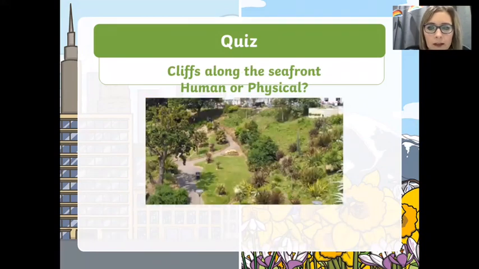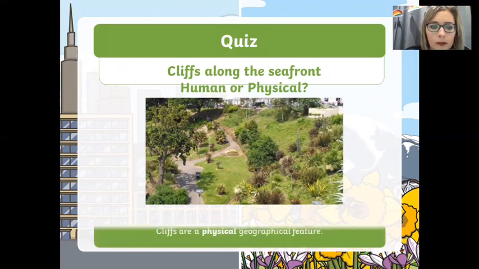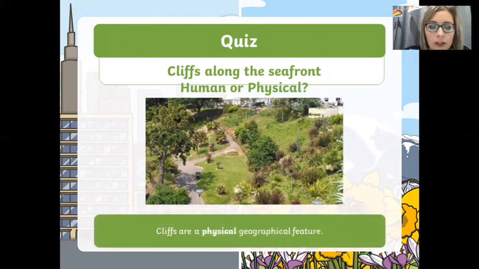Now, do you recognise this photo? Might look a little bit different today, but this is the cliffs along the seafront. If you were down at the seafront, a little bit up from Adventure Island, and you turned round and looked over the road, you'd see these cliffs. Would they be a human or a physical feature? Cliffs are a physical geographical feature, although our cliffs have had a bit of help from humans, as some of them need a bit of support so they don't fall down, but cliffs are a physical geographical feature.